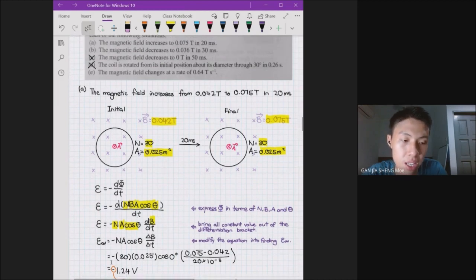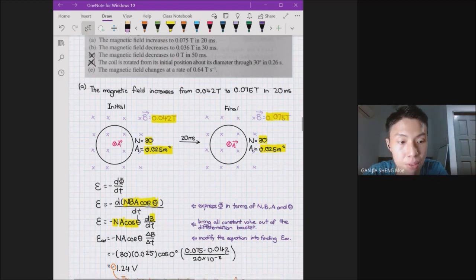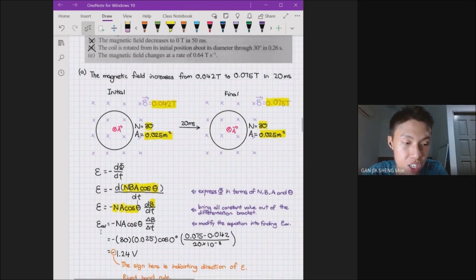Now it's just substitution. Negative, the number of turns is 30, the area is 0.025, the angle between the magnetic field and the area vector, they are both pointing into the page. So the angle between them will be 0 because they're in the same direction. So change of B, you take final minus initial. Change is always final minus initial. So you take 0.075 minus 0.042. That is the change of magnetic field. And the change of time, which is the duration, is just 20 milliseconds. So substitute in 20 milliseconds. And from this calculation, we see that the average induced EMF is negative 1.24 volt.